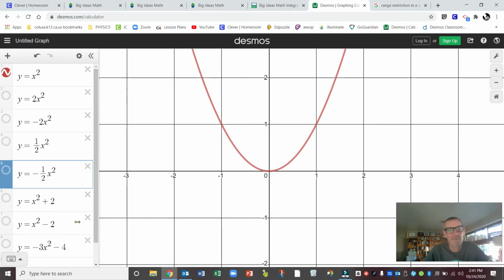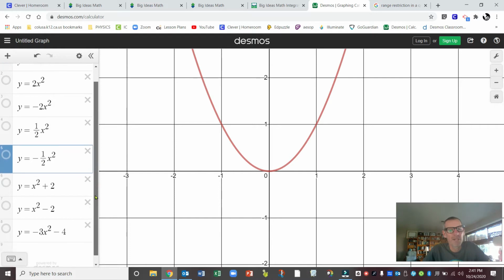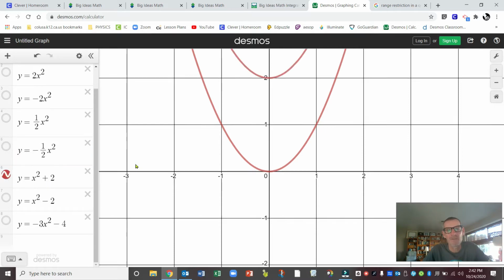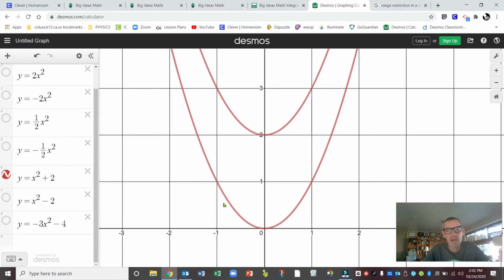On the next graph, y equals x squared plus 2, our a value was 1, just like the parent function, but now we have a c value of 2, our constant term. It's not connected to an x, it's 2. That will cause a vertical translation of 2. It will look just like the parent function. So here's the parent function. Its vertex is at 0, 0. Now we have a vertex at 0, 2. It was a vertical translation.